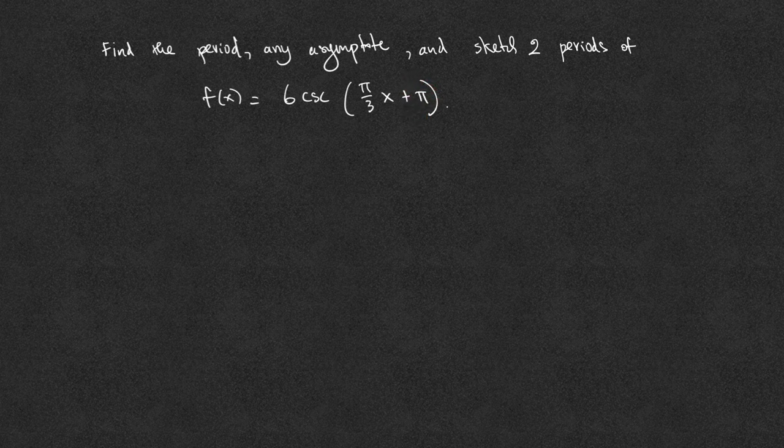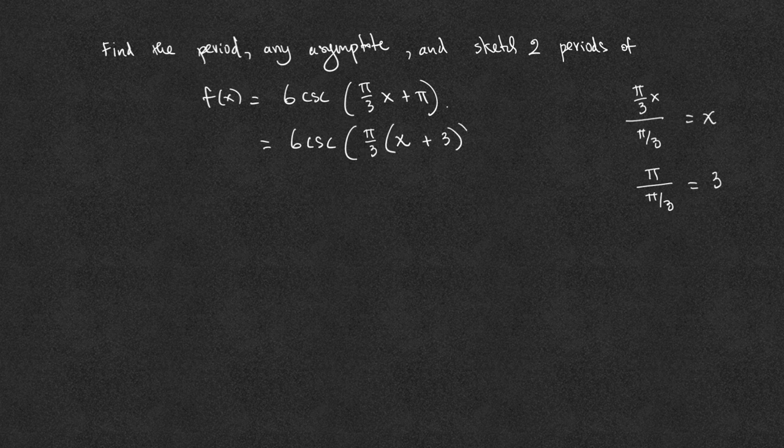not pi units. To determine how many units this shifted the graph of cosecant to the left, we would need to factor out pi over 3 inside of cosecant. If we have pi over 3 x and we factor out pi over 3, then we have x. Similarly, if we have pi and we factor out pi over 3, then we have 3 left inside. And so we can double check to make sure that this is the original expression.